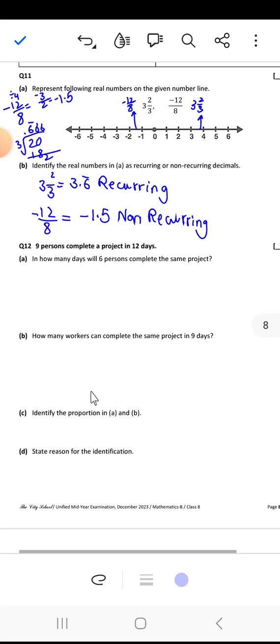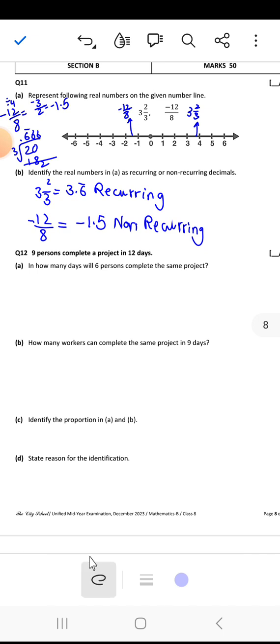Question number 12: in how many days will 6 persons complete, if 9 persons can complete a project in 12 days. So it's a proportion question. I will write down persons and days. 9 persons can complete a project in 12 days. If there are 6 people, how many days are required? Step 1 of the proportion: I need to put arrows because persons and the number of days are inversely proportional. So I will put arrows in the opposite direction.